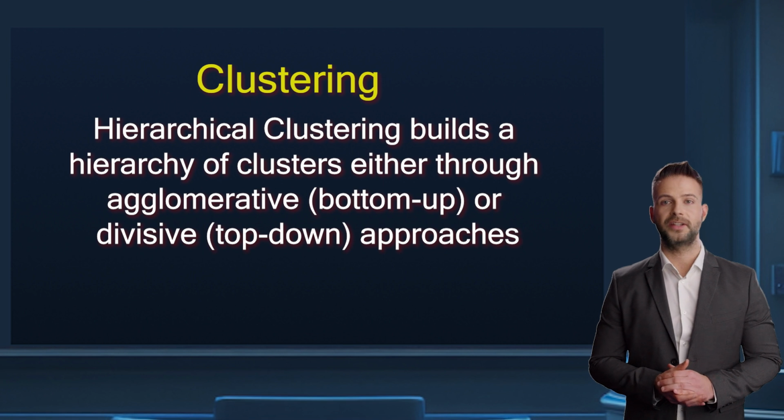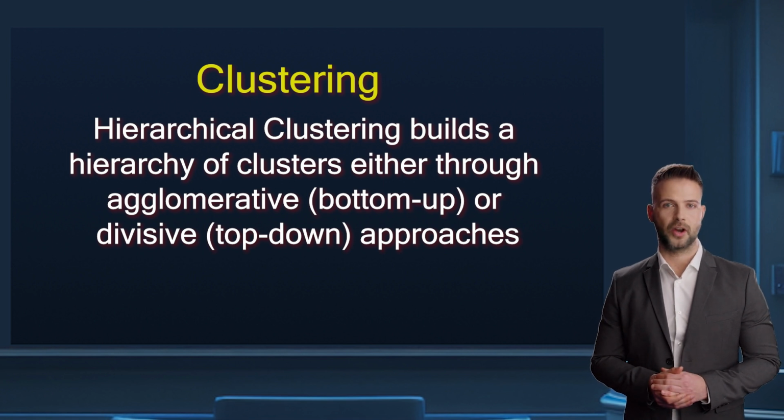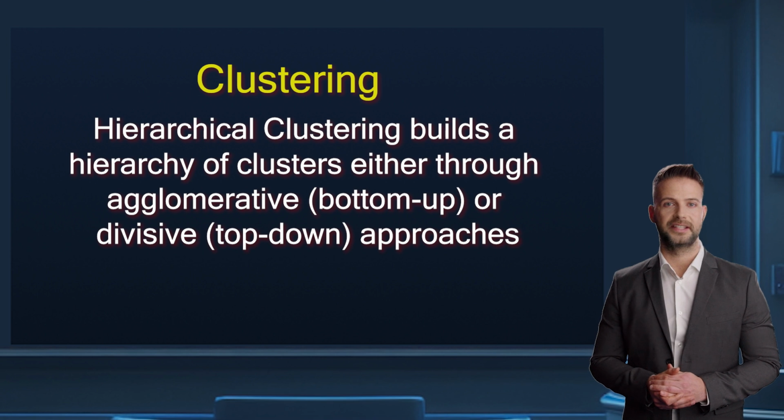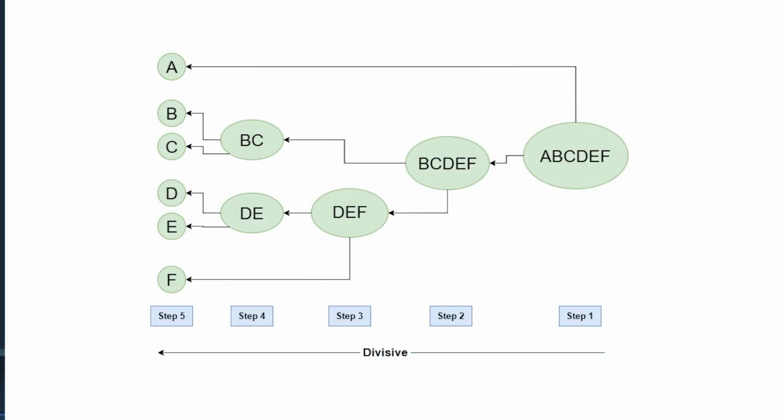And there is hierarchical clustering, which builds a hierarchy of clusters either through agglomerative bottom-up or divisive top-down approaches. First, you start with each data point as its own cluster. Then you calculate the distance between all data points. Next, find the two closest data points or clusters. Then merge the two closest data points or clusters into one cluster, and you repeat steps 2 to 4 until all data points are in one cluster.